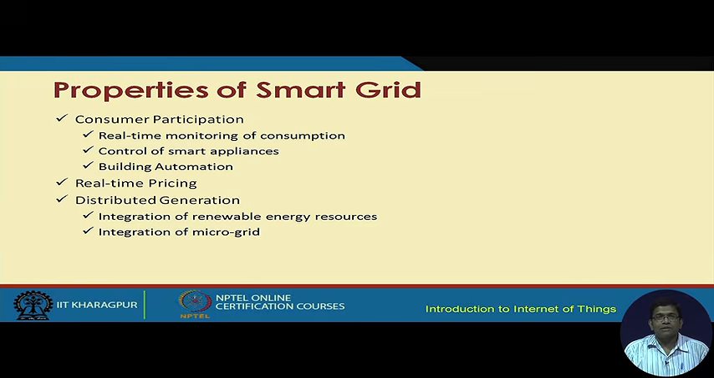Of course, there have to be certain policies, and those policies have to be agreed upon between the end consumers and the service providers. So, that is a completely different issue, but this is made possible by this technology. Real time pricing is possible with the help of smart grid. Distributed generation, integration of renewable energy sources and integration of microgrid.